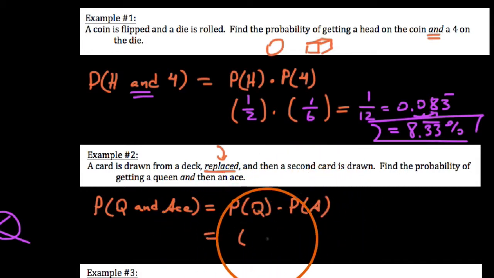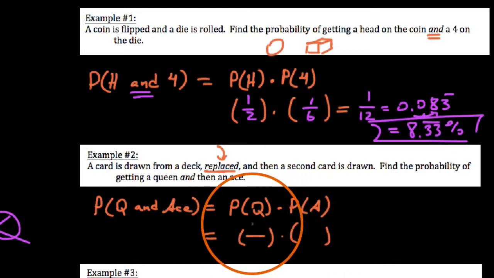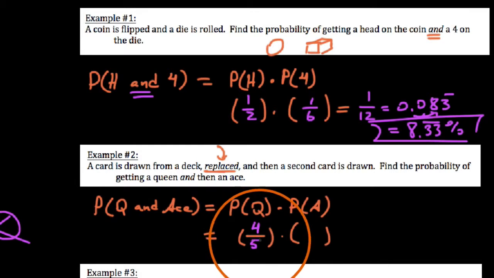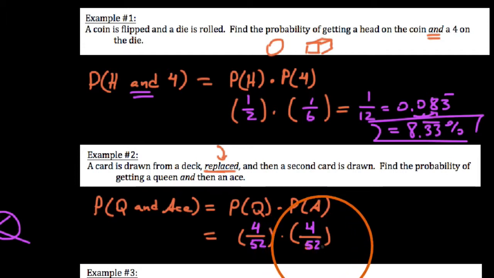So just working these out individually then, what we see here is essentially this. We say, well, there are 4 queens in a deck, and there are 52 total cards. So it's a 4 in 52 chance. And the same thing with the aces here. We have 4 aces in a deck, but there are still 52 cards because we put that first card back. We put the queen back after we drew it.